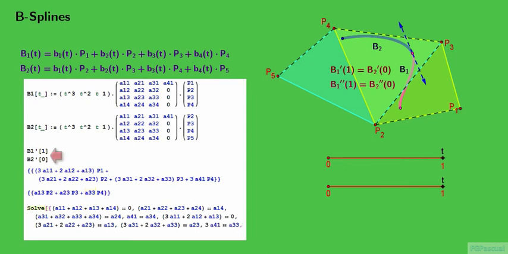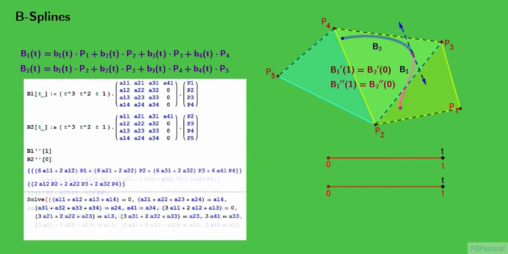Now we take a look at the second derivatives at the junction point. Again, P1 is missing from B2, so this should be equal to 0. This P2 coefficient should equal to A12. This P3 coefficient should equal to A22. And finally, 6A41 should equal to A32.